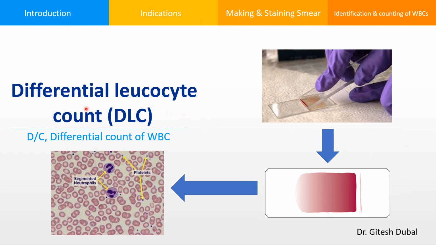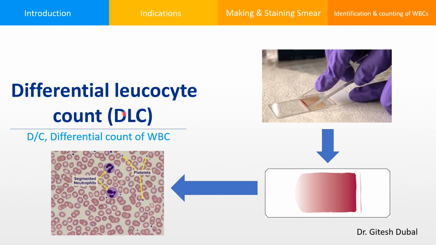So differential leukocyte count, also known as DLC or DC or differential count of WBC. These are all the same name. Today we'll discuss the introduction, the indications, how to make and stain the smear, and identification and counting of WBCs. If you remember peripheral smear, I hope most of the students have already done it. If not, please go and watch the video on peripheral smear first.